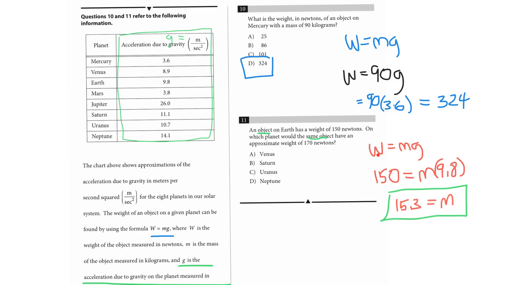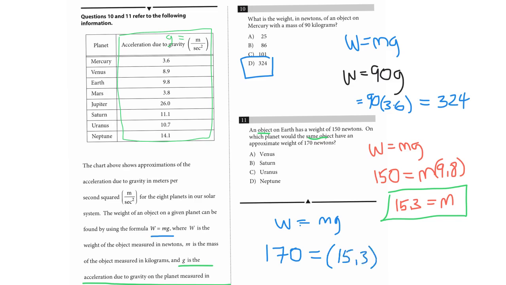Well, once again, we're going to use the W equals mg formula. In fact, I'll rewrite it down here. W equals mg. And according to the second part, we're looking at an approximate weight of 170 newtons. So it's 170 newtons. We already know the mass of the object in question is 15.3. So it's going to be 15.3.